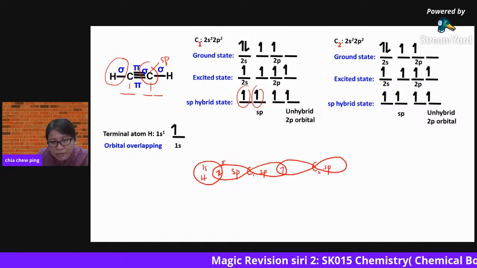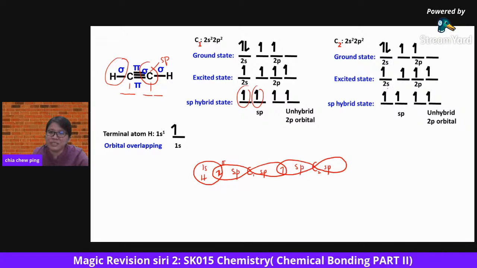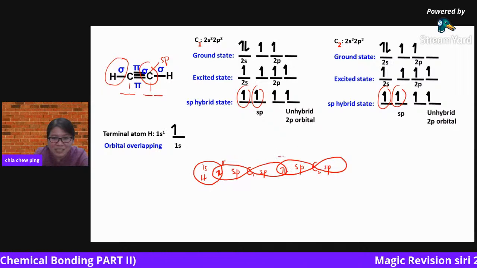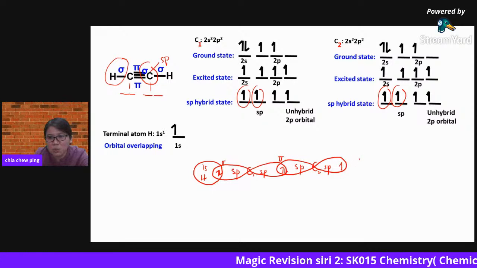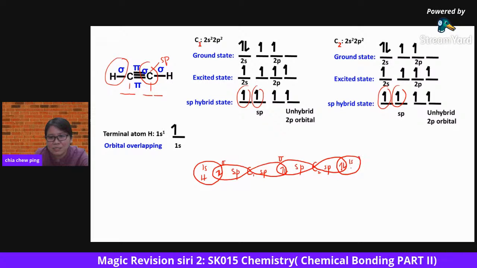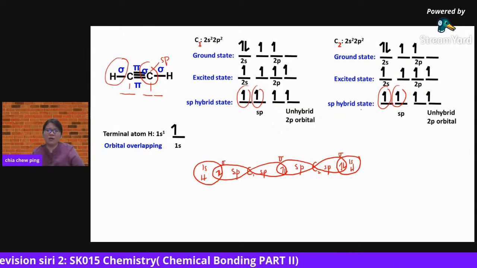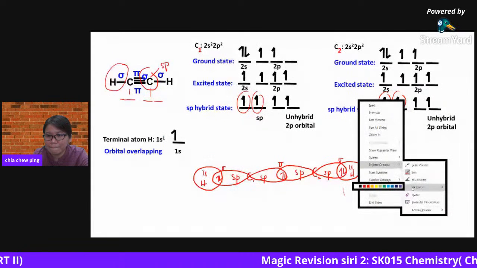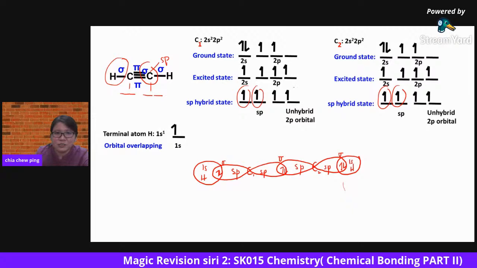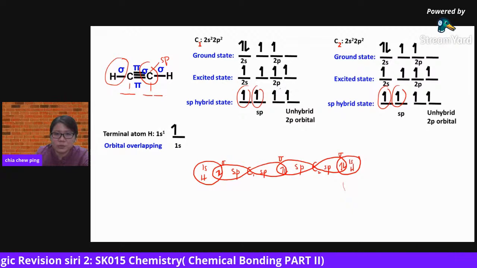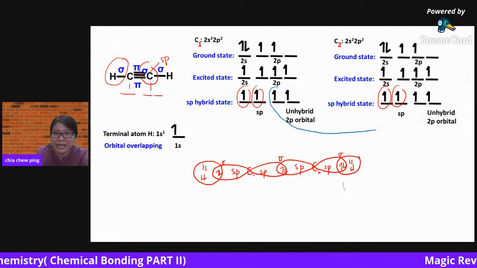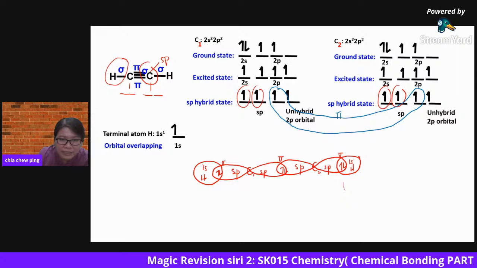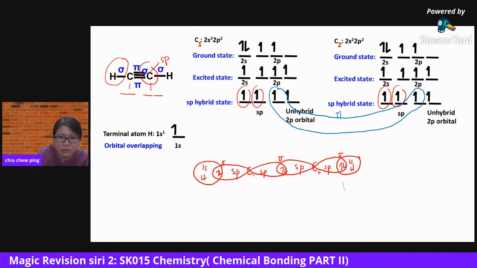This is carbon 2, sp, sp. The sp contains 2 ampere. One ampere overlaps with the C1 sigma, and the other ampere overlaps with the H to form another sigma. Now I will draw the unhybrid 2p orbitals. As you know, to form one pi bond, one unhybrid orbital must combine with another unhybrid orbital. Now I will draw at the center C1 and C2 with one unhybrid 2p orbital first.